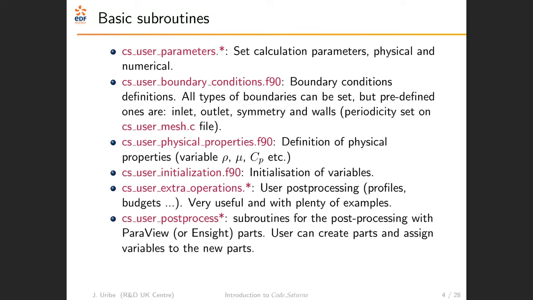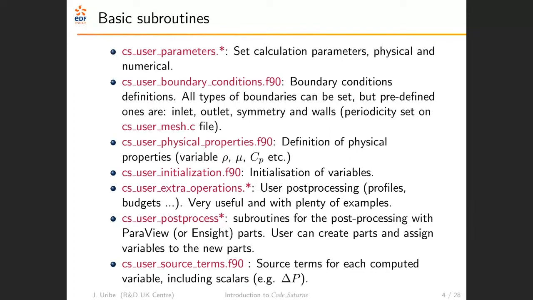cs_user_postprocess is also very useful to create different parts or add variables to your post-process output. So for example, you can add a variable, and there is an example of how to compute the turbulent kinetic energy in a Reynolds stress model, for example, things like that.